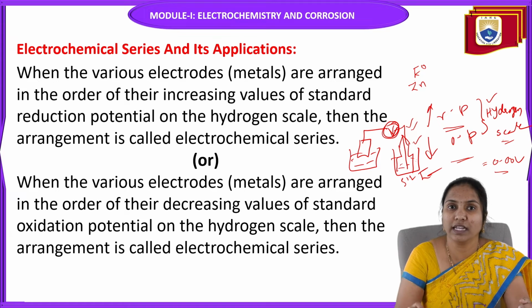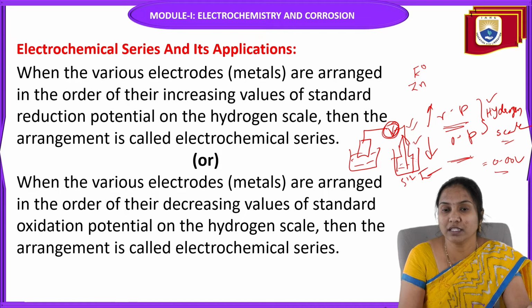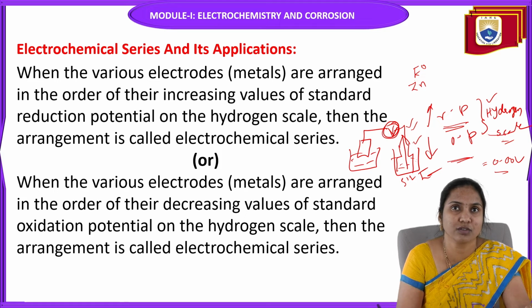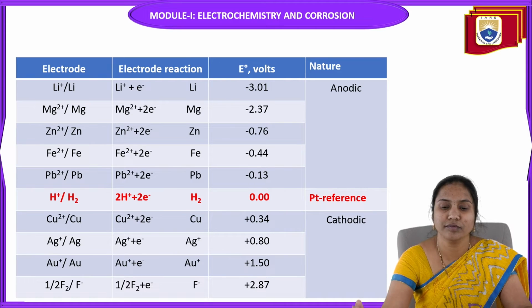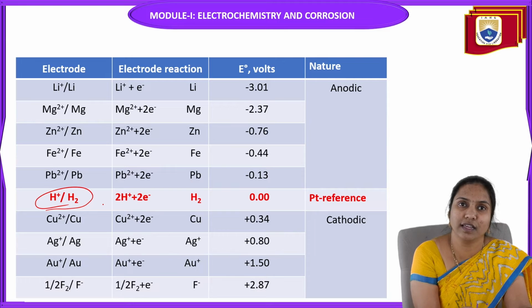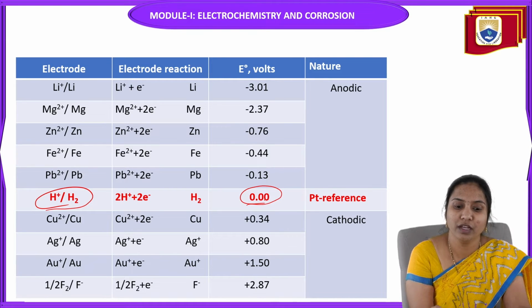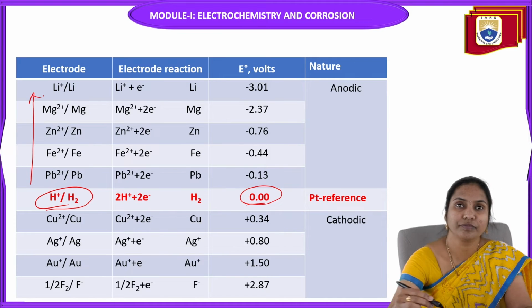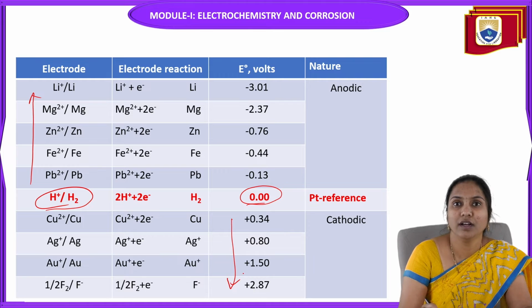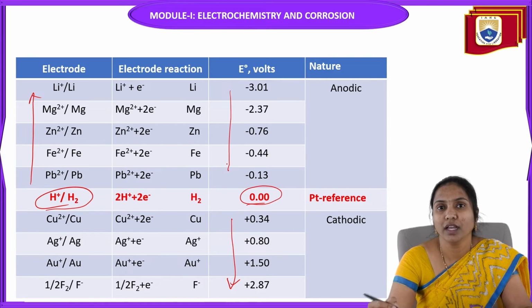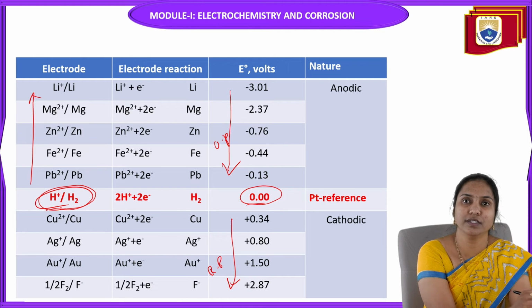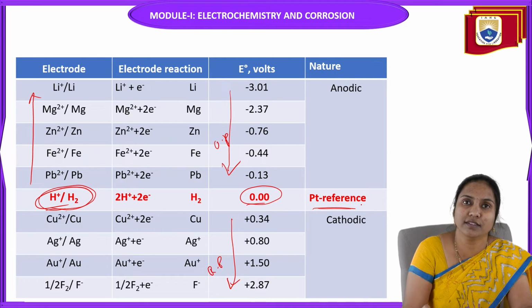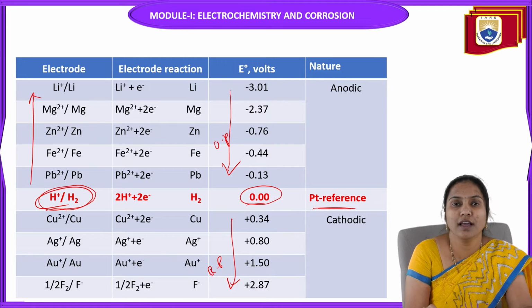All these electrode potentials are arranged in increasing reduction potentials or decreasing oxidation potentials based on this hydrogen scale, where the hydrogen electrode potential is zero and is used as a reference electrode. So this series is called the electrochemical series.